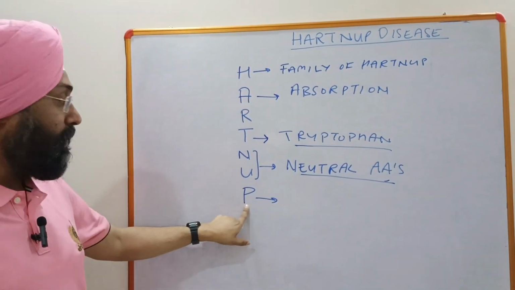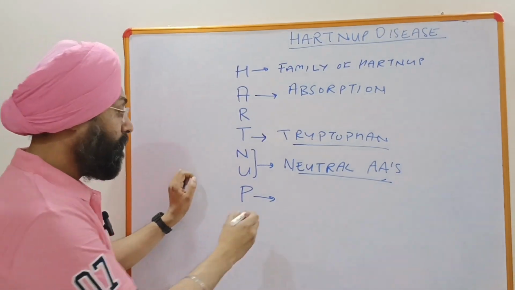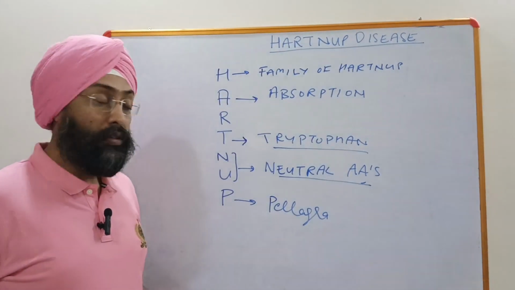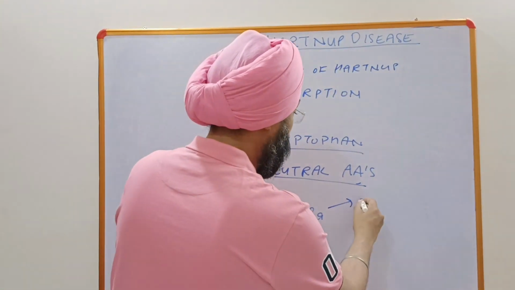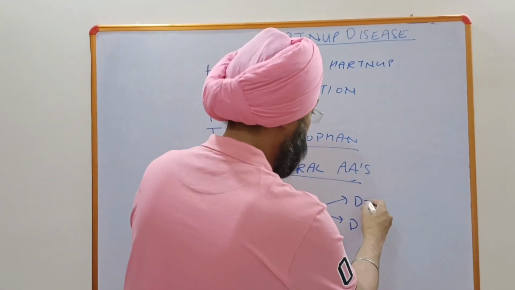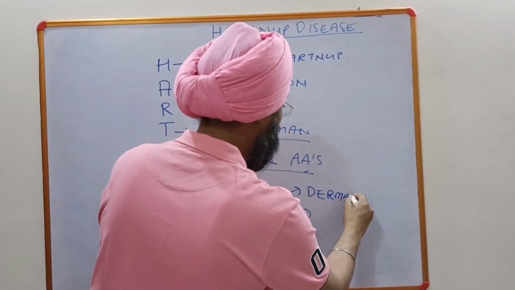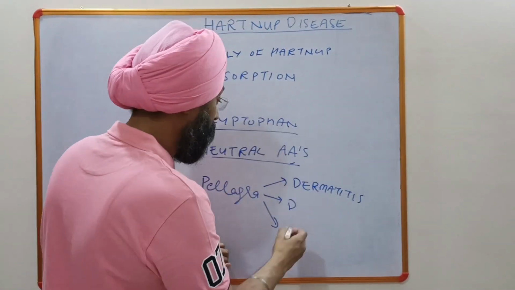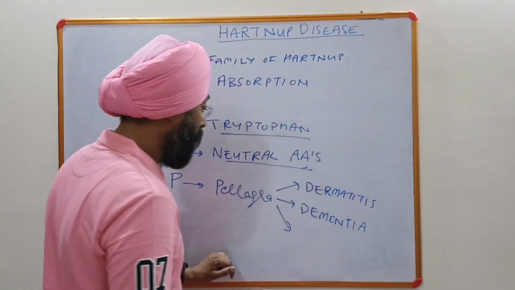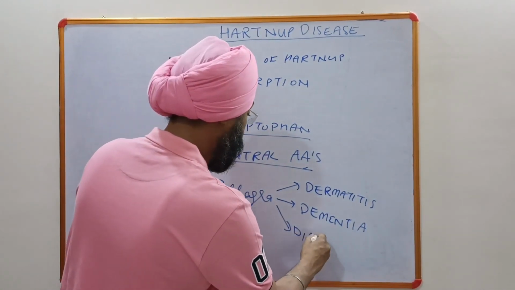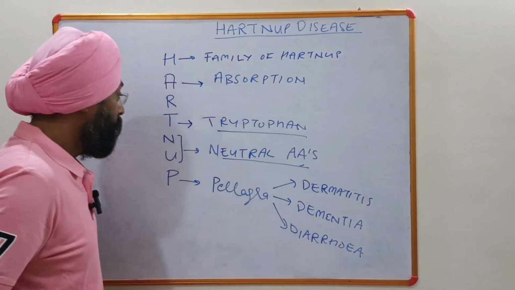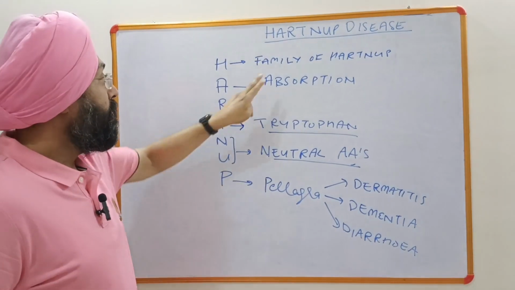And the chief complaints are pellagra, P for pellagra-like symptoms, right? Pellagra includes three D's: D for dermatitis, D for dementia, and D for diarrhea, right? So Hartnup disease was noticed in the family of Hartnup.